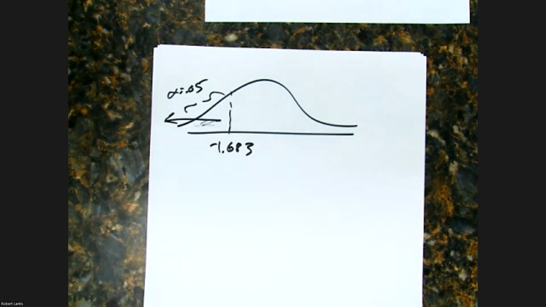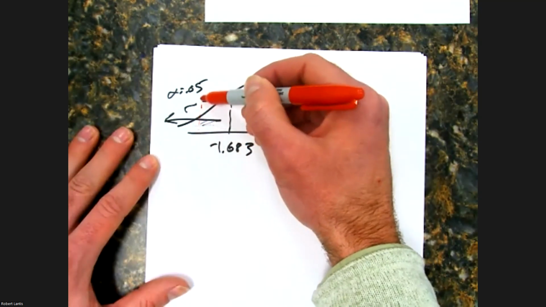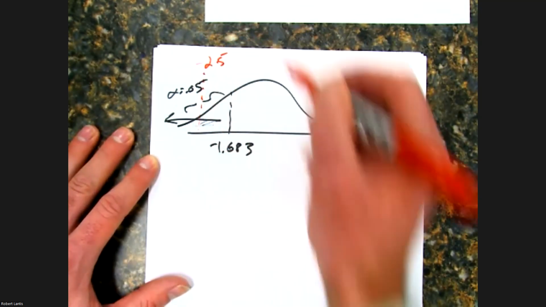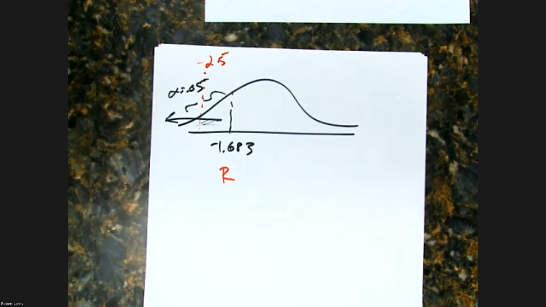So negative 1.683. Where would my test statistic be? I think I was told it was negative 2.5. So here I would say I could reject at that level. My test statistic is more extreme than that critical value, so it's in my rejection region. Questions on that one? I'm running out of time here.